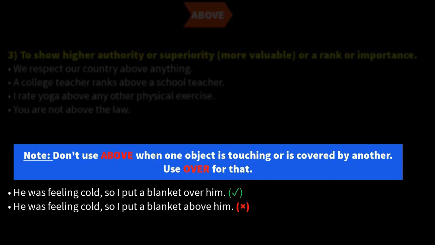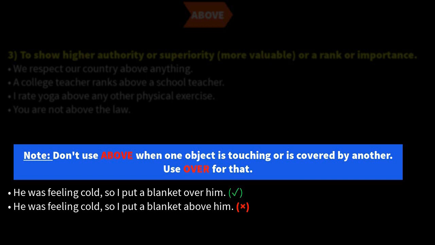When something is touching the other thing or is covering the other thing, do not use above with it, use over. He was feeling cold, so I put a blanket over him, not a blanket above him. That would be incorrect, right? Because the blanket is touching that person, is covering that person. And to indicate that, we will use over, not above. So that is the difference you should note.